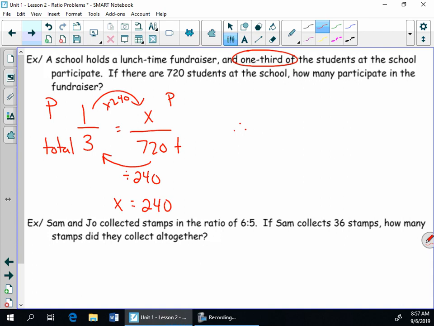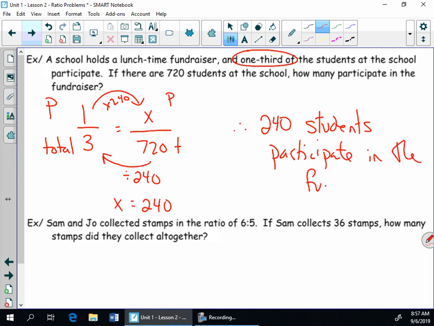Did I answer the question? What was the question? How many participate? Well, that's what I figured out. 240 students participate in the fundraiser. Okay, there's no trick to that one at the end. The trick was giving us the ratio, and that 1/3 is actually the fraction we need to work with.